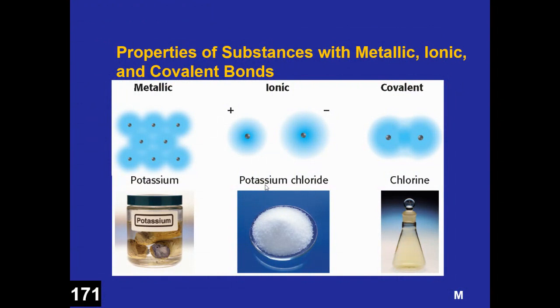All right, so here are some drawings. We have an artist rendering of metallic bonds. You've got these positive green ions surrounded by the sea of electrons. In an ionic bond, you've got a positive ion and a negative ion, and they're attracted by that positive-negative attractive force. And in a covalent substance, you've got the two atoms sharing electrons in between.